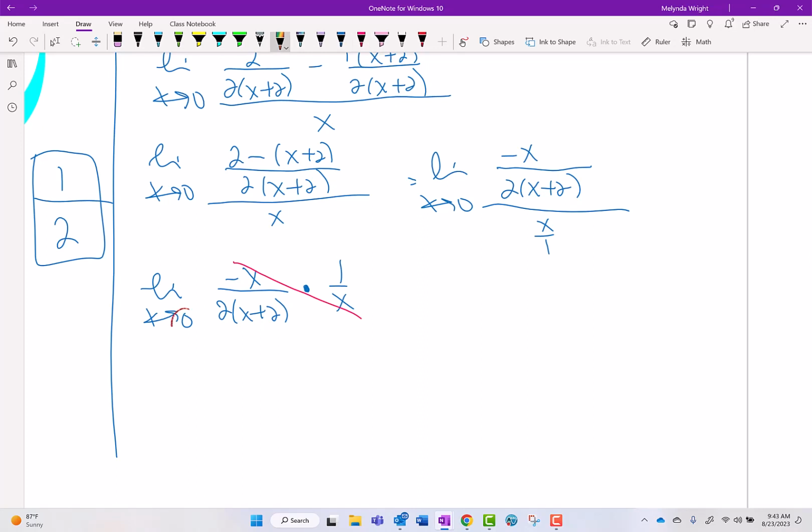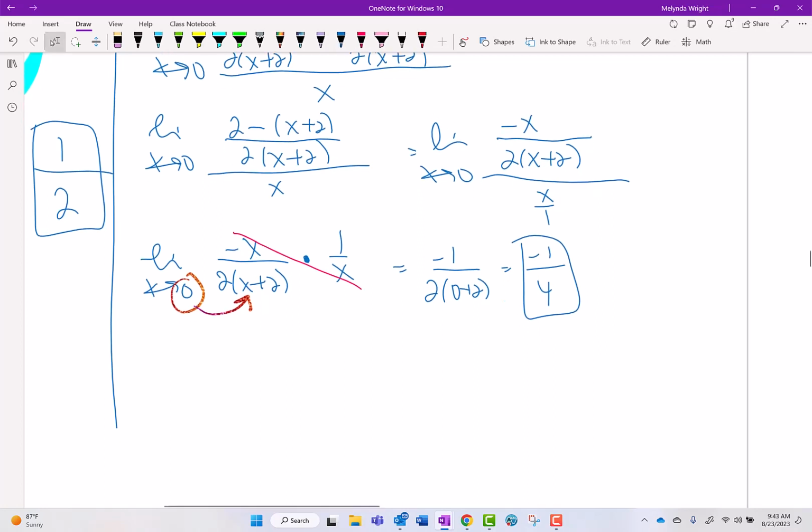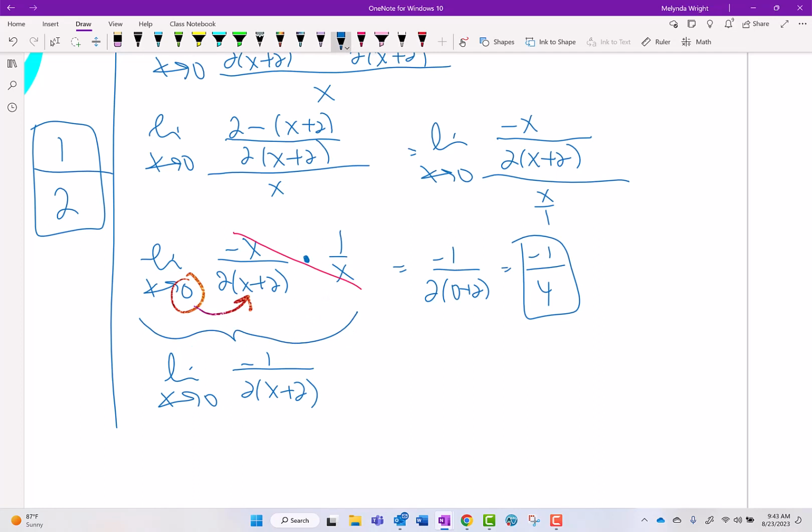Now I'm going to put this here. And this is going to give me a negative 1 over 2 times 0 plus 2, or negative 1 over 4. Now, I'm going to write down here what I just did in case that's really freaking you out. This would be the simplified version of that. When I crossed out the negative x and the x, that's what it left right there. If skipping that step troubled you, this is where I would have been left. And my answer is negative 1/4.